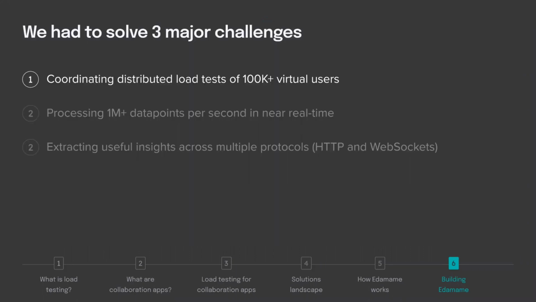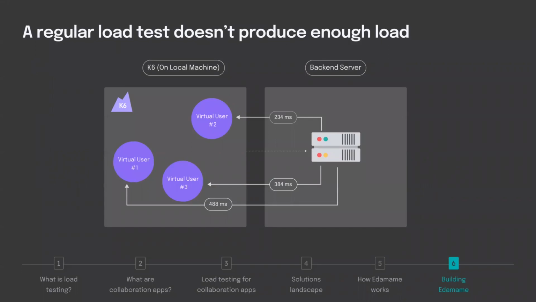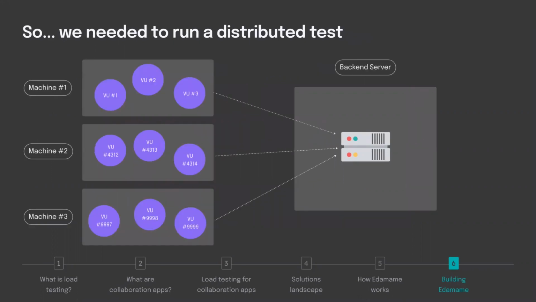So let's start with challenge number one, which is how did we actually run a distributed load test of greater than 100K virtual users? So as we mentioned, we ended up picking K6, which is a very performant load testing tool. But even in using K6, we were still unable to provide the load that we wanted when just running on one machine. So instead, what we ended up having to do is distribute the test. So that will look something like this. So in this example, as you can see, we have multiple machines that are all issuing requests to one backend server.